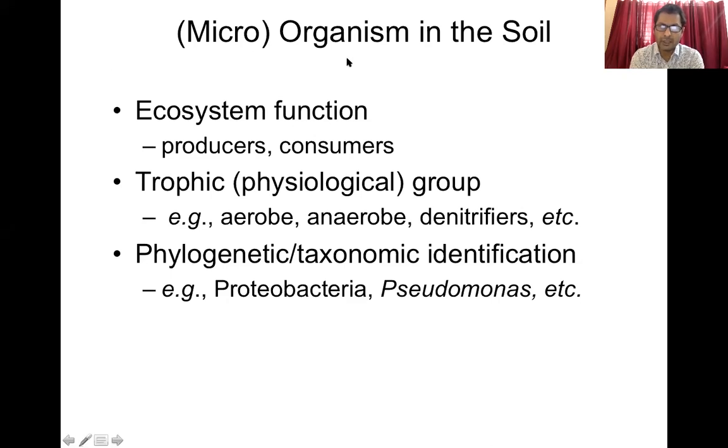So microorganisms in the soil can be classified or divided on the basis of ecosystem function, on the basis of their trophic physiological group, and on the basis of phylogenetic and taxonomic identification. We have already read about the phylogenetic and taxonomic identification when we read about the classification and the culturable and non-culturable diversities of the communities. So today what we'll do, we'll complete these two things, ecosystem function and trophic physiological group.